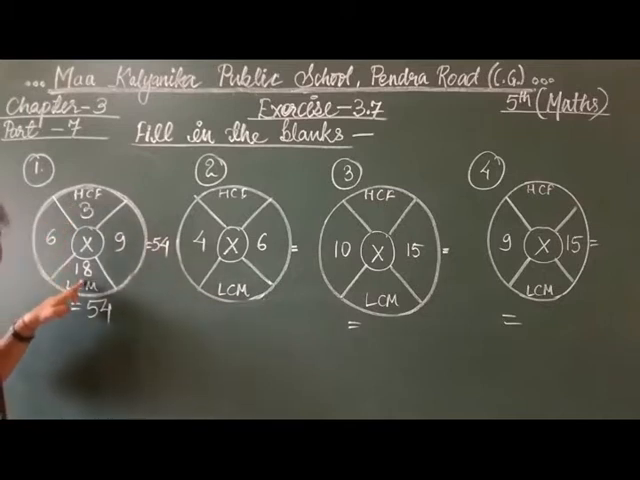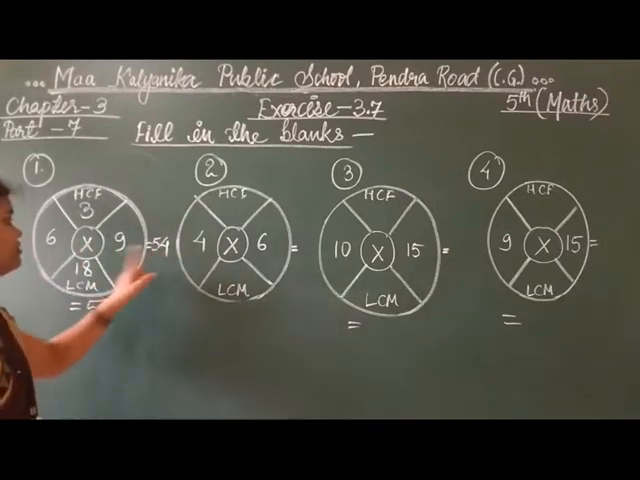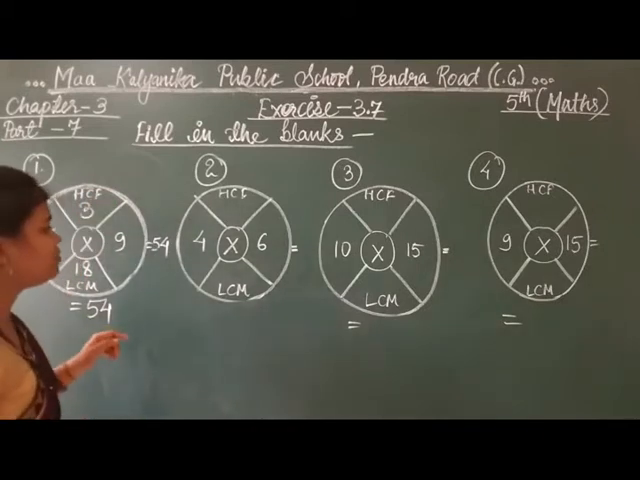We have to multiply the LCM and HCF, and the product will be the same as the product of 6 and 9. So 54 is equal to 54. If the answers are different, this calculation is wrong. Okay, so moving to the next question.